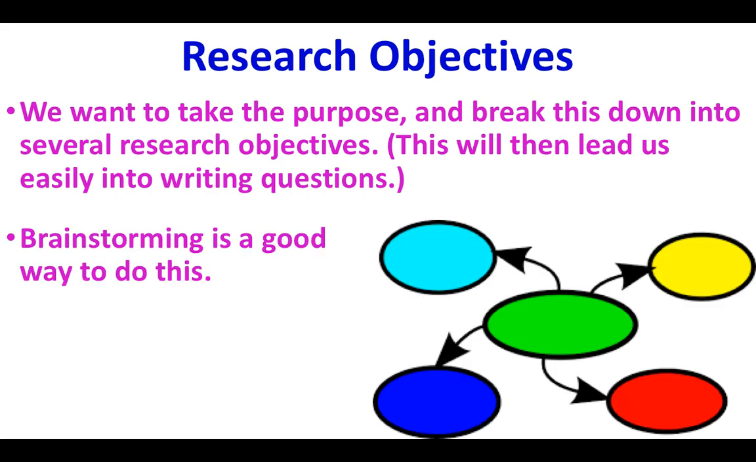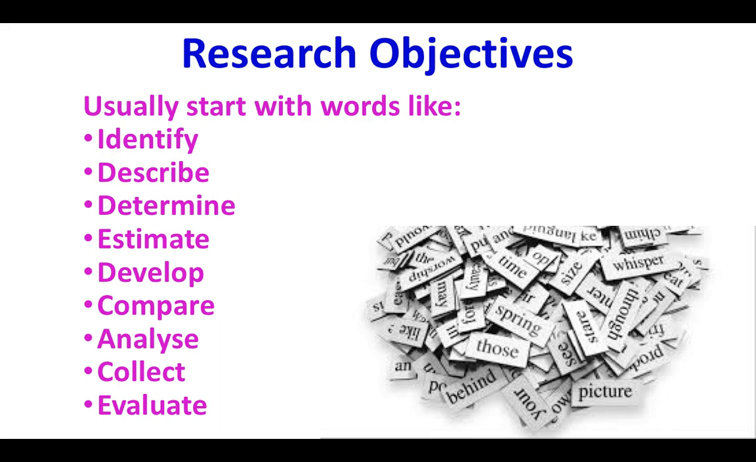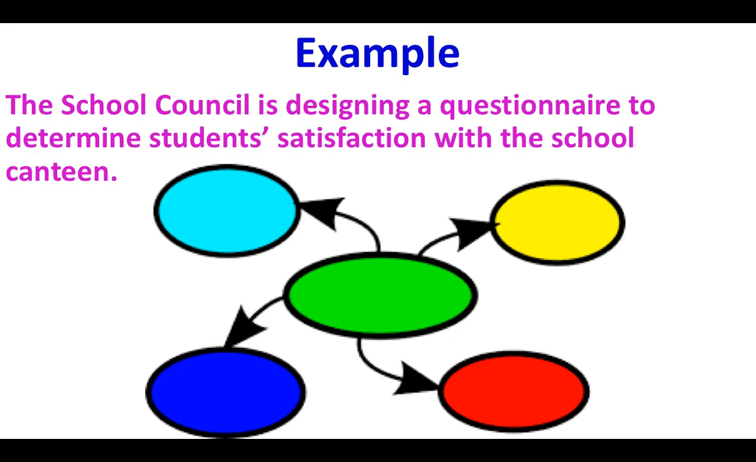So brainstorming is often quite a good way to do this. So here's a bunch of words that our research will often start with. So words like identify, describe, determine, estimate, develop, compare, analyse, collect, evaluate. So it's giving a purpose to what we're trying to do. So let's have a look at an example.